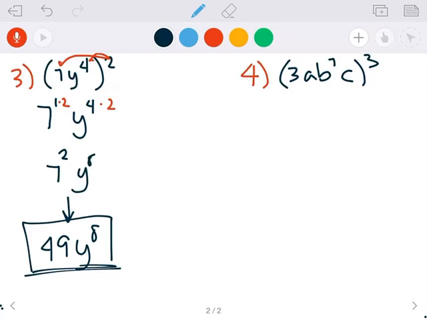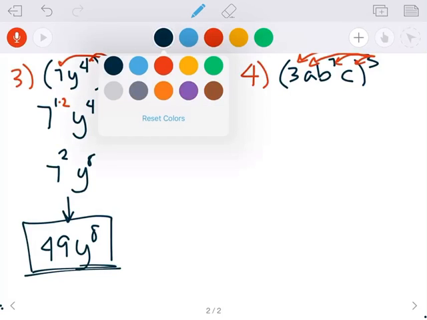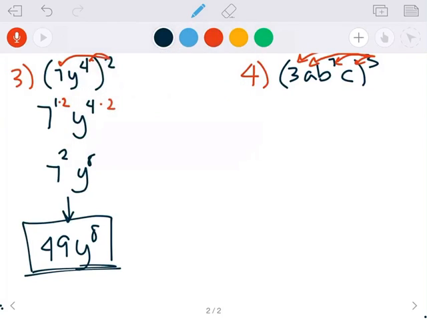The last one is very similar. You can do it by yourself at this point, but I'm going to just do it with you. So I distribute the outside power to each of the factors, and this becomes 3, A to the first power, B to the 7th, and C to the first power. I'm going to put it there so we both know.